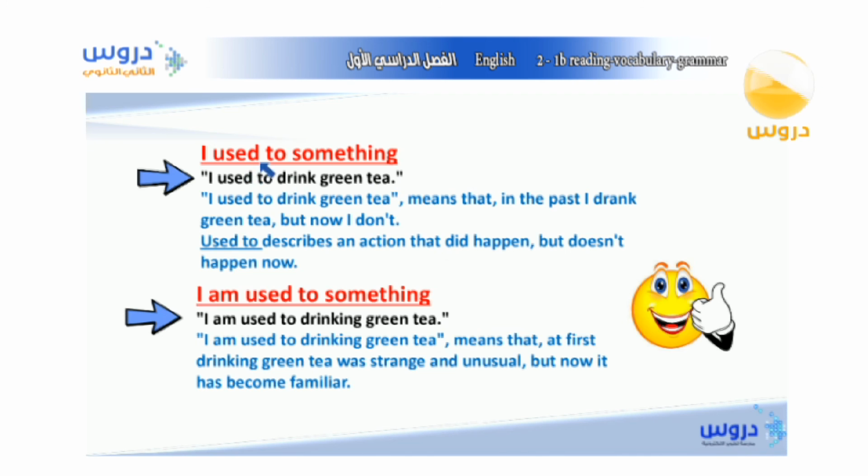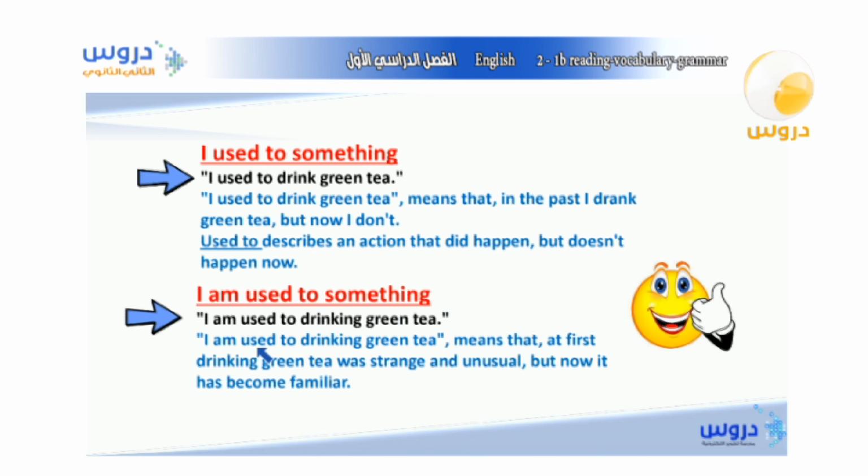Now, very quickly, if we remember used to and be used to, they are versus one another. I used to do something. It means you used to do or describe an action that did happen but does not happen anymore. I used to go to school when I was young. Now maybe you're 50 years old, so it stopped. So I used to drink green tea. It means in the past I drank green tea, but now I don't.